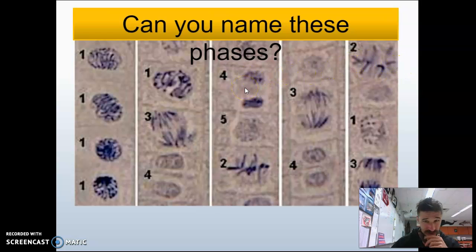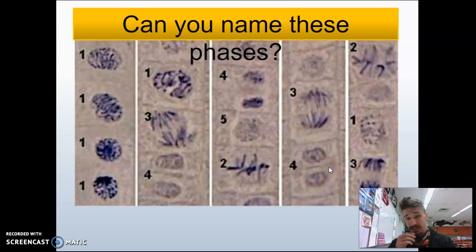All right, let's look at number 3. What do we think number 3 is? Number 3 is anaphase. If you recall, go back and look on your study guide right now at the actual illustration of anaphase. These chromosomes look like they're getting pulled to opposite directions of the cell, which they are, and they look like it. So that's anaphase.